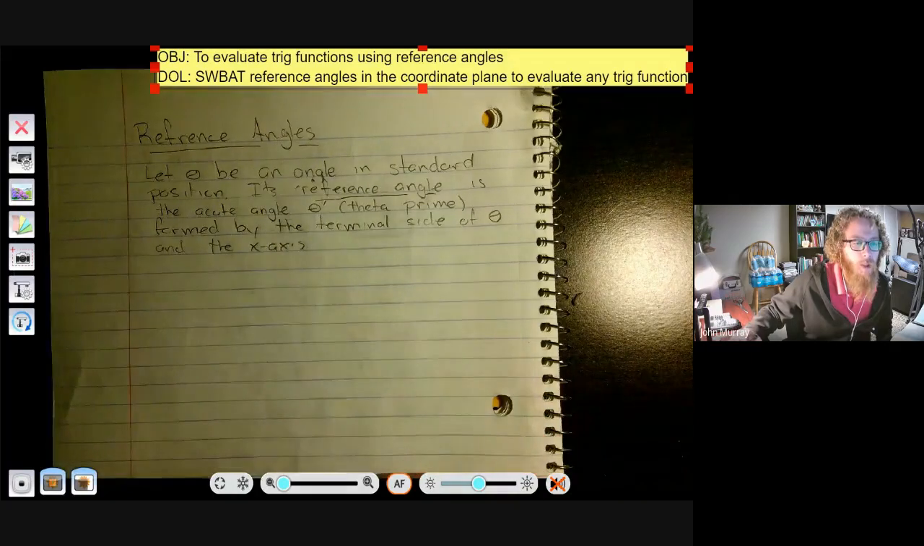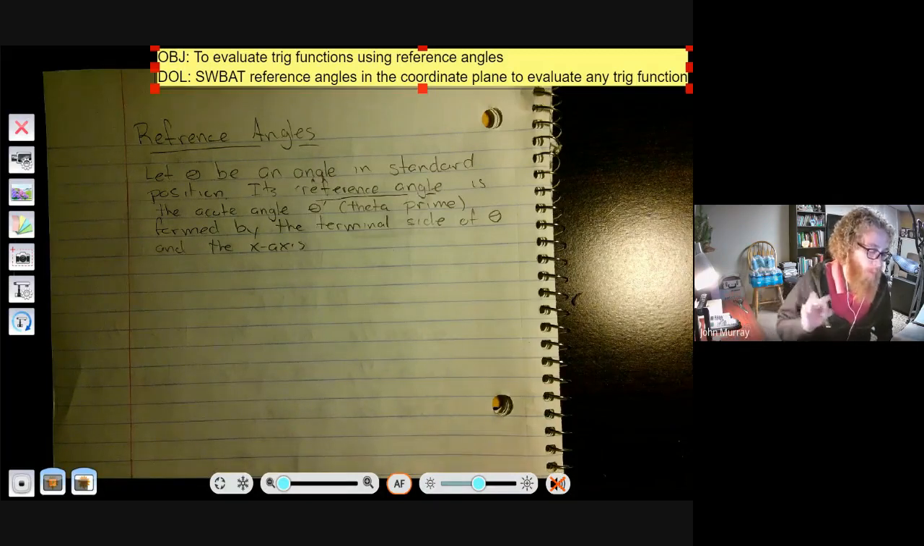So a reference angle is an easier angle that we can use to help us solve trig functions. And it works nicely because, as we saw briefly when we first started looking at sine and cosine, they're periodic, right? So the answers repeat themselves. So, you know, the sine of 0 is the same as the sine of 360, which is the same as sine of 180. So we can use concepts like that to simplify angles to make them easier for us to look at and to evaluate.